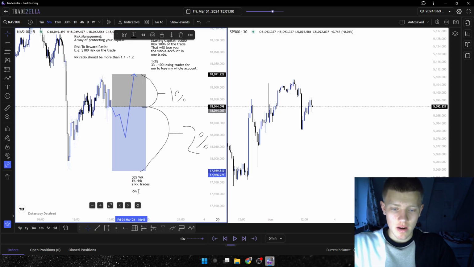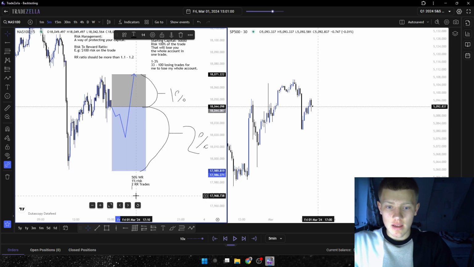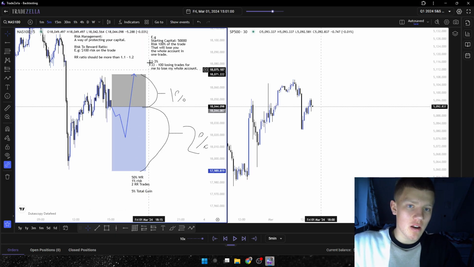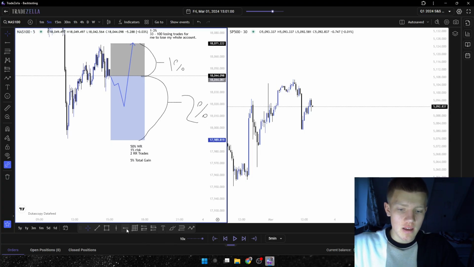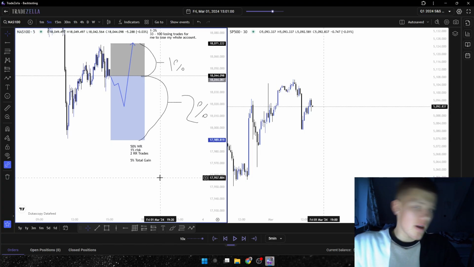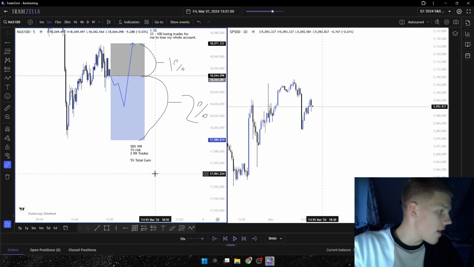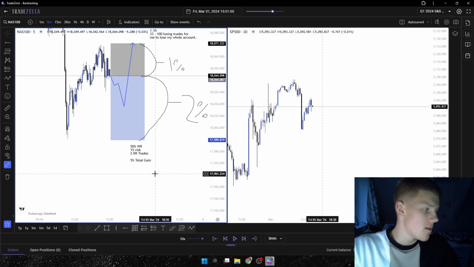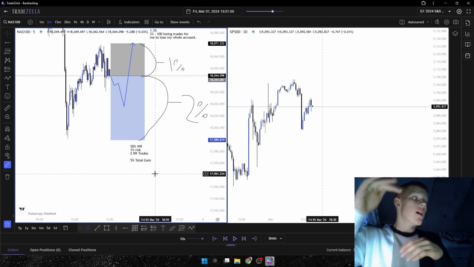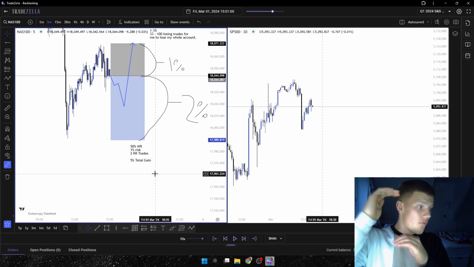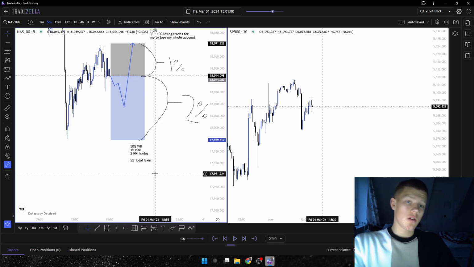That is 10% gain. So what is that? That is 10 minus 5. That is 5% total gain. So how much is 5% of $50,000? That is 500 times 5: 5, 10, 15, 20, 25. That is $2,500 a month, or on the 10 trades. On the 10 trades, we have made approximately 5%, which is $2,500 on a 50K account.